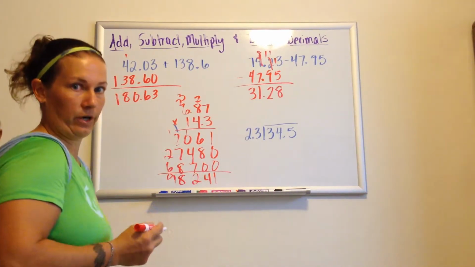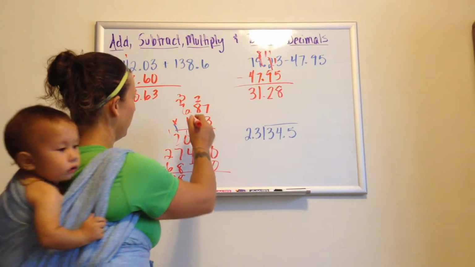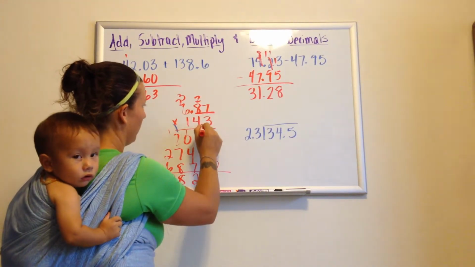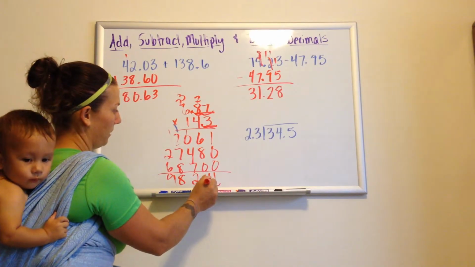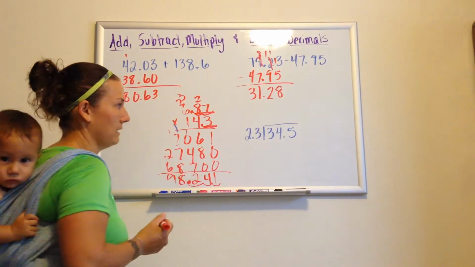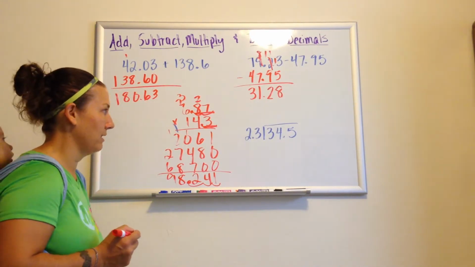Alright, the last thing I want to do is make sure I put my decimal in the correct spot. So I'm going to look up here and I'm going to count how many numbers come after my decimal. So I have 1, 2, and 3. Which means down here I bring it in 1, 2, 3 places. So I end up with 98 and 241 thousandths.